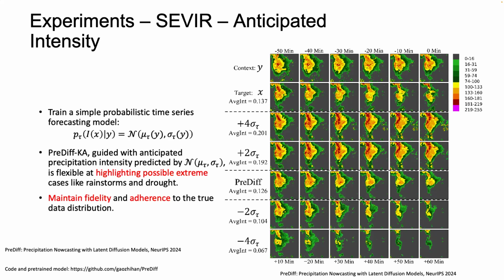Like if you want to set the threshold higher or lower, it is able to provide uncertainty quantification instead of giving one specific value, like the average value for the weather.